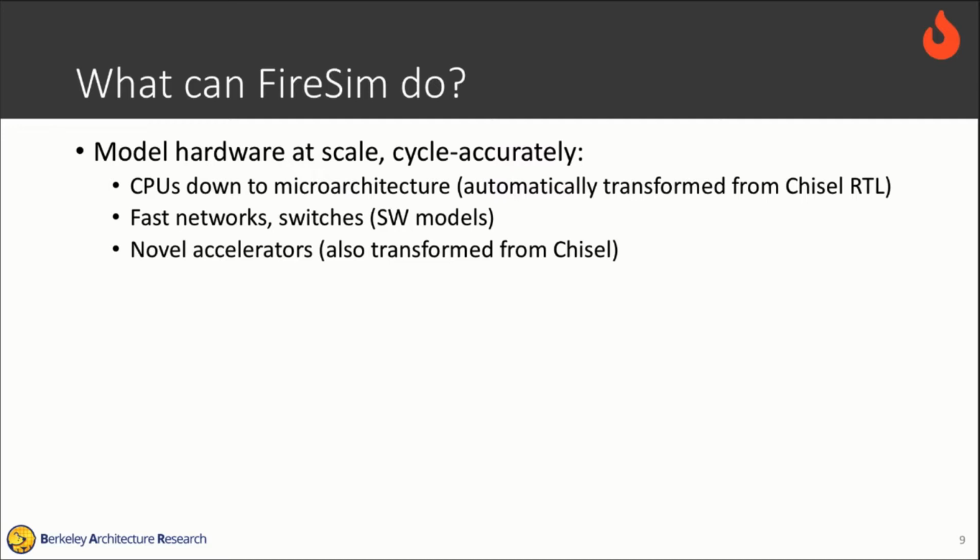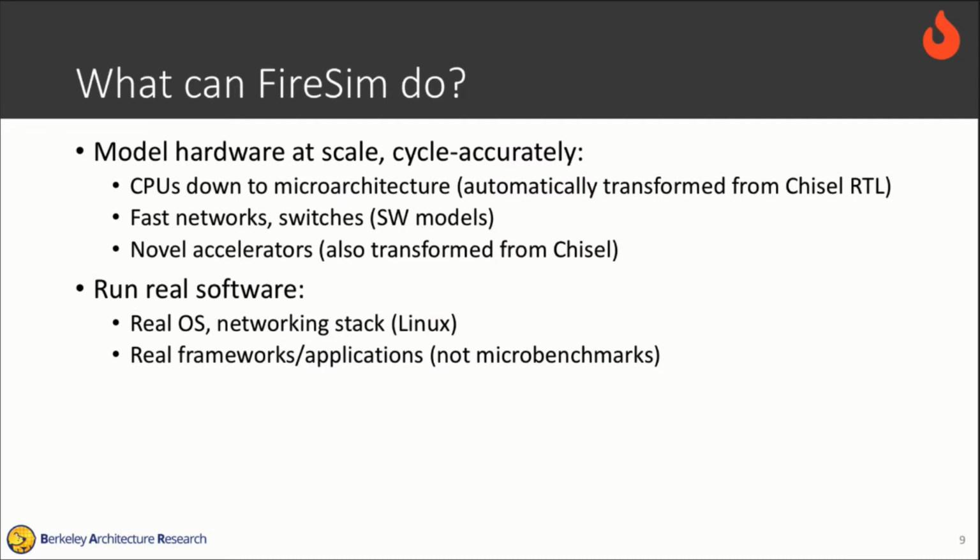In that context, we want to be able to model processors down to microarchitecture. In particular, the way we're going to do this is automatically transforming them from Chisel RTL with Midas. Then we're going to integrate that with fast network and switch models. These are software models that speak the same token language as Midas and can integrate into that environment. And we can also integrate novel accelerators just by way of automatically transforming Chisel RTL.